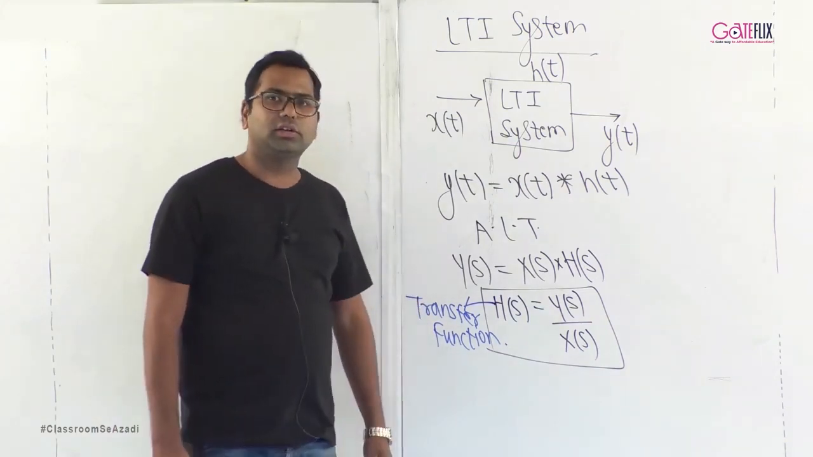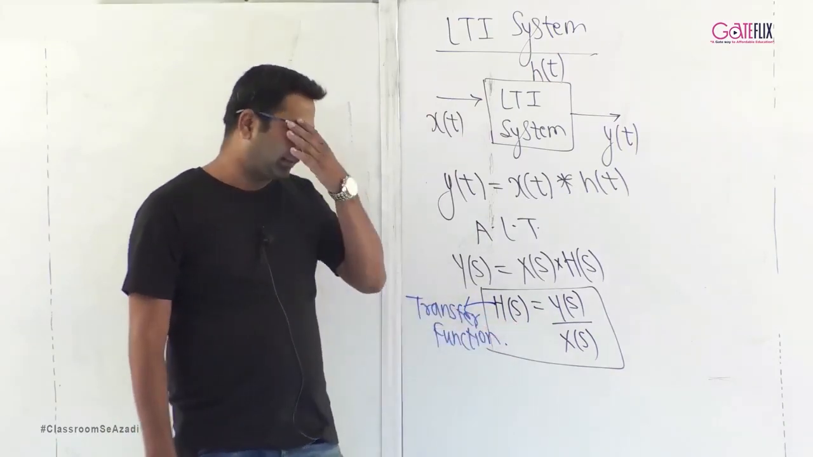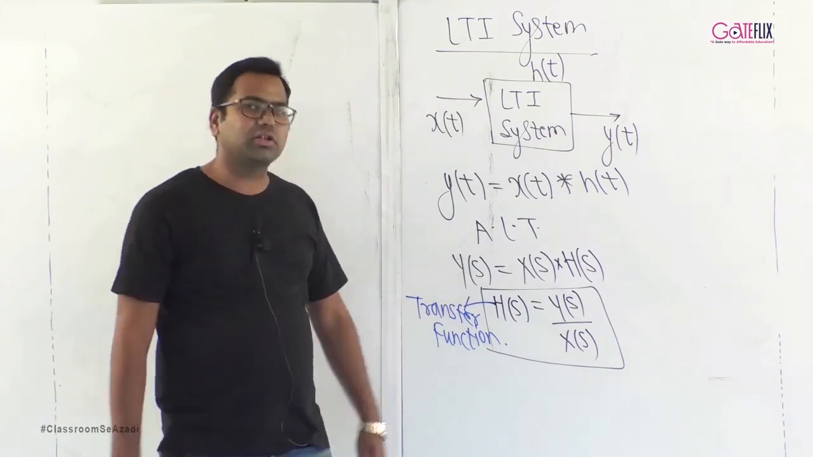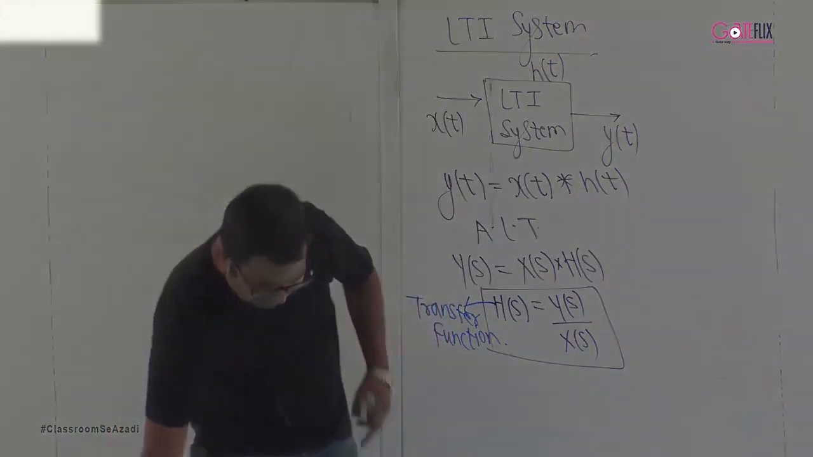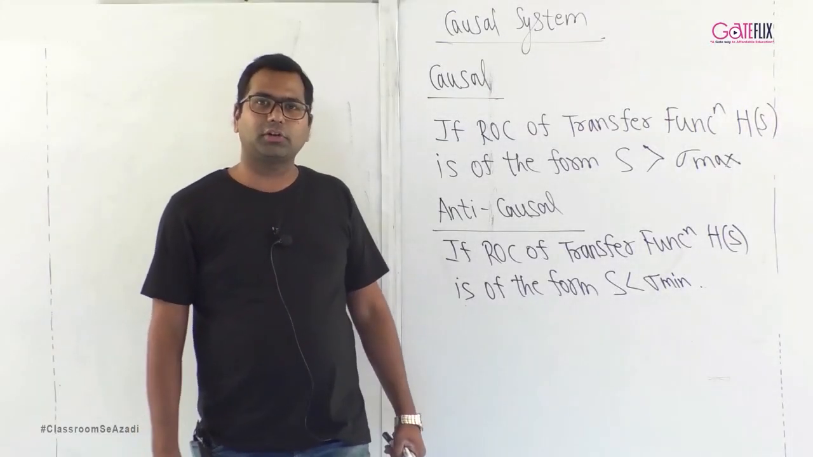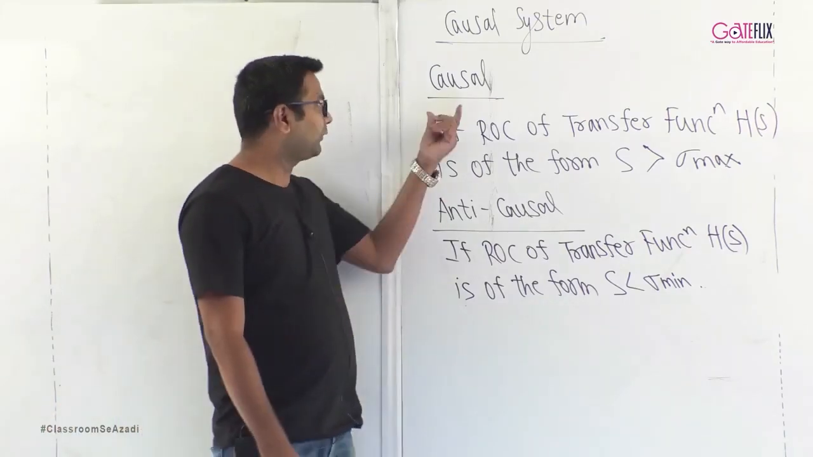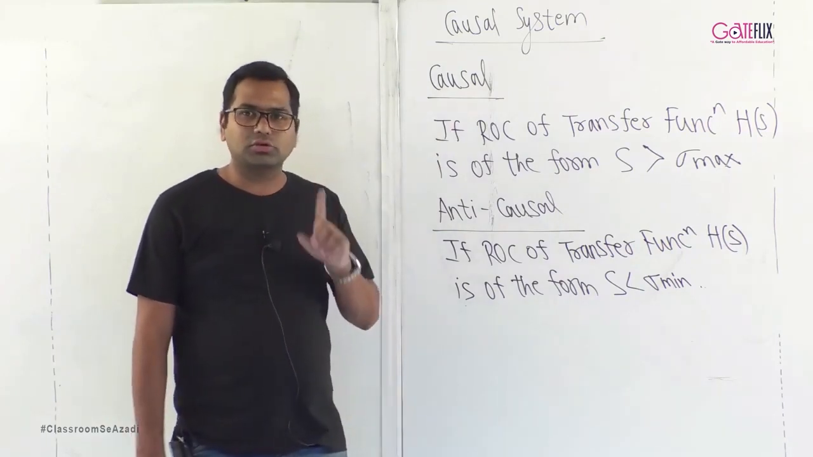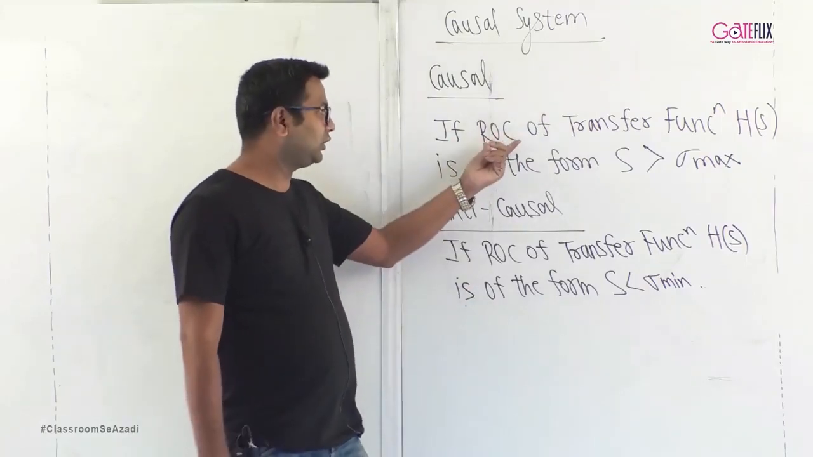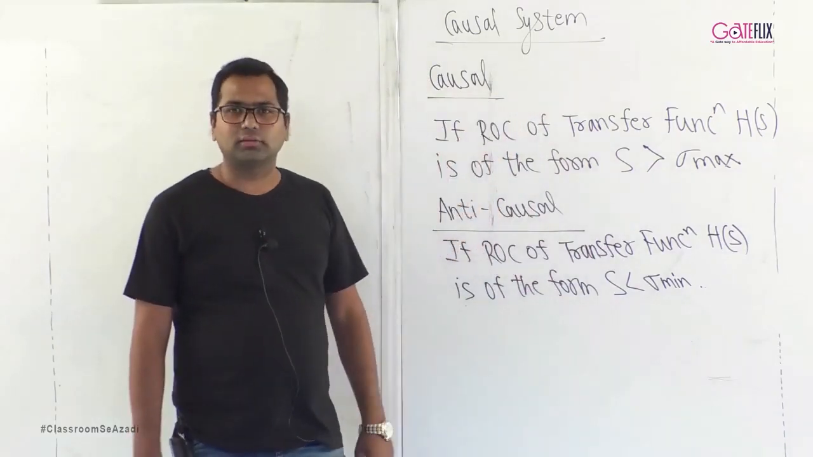Now we will look at the definition of a causal system from the point of view of the transfer function capital H of s. We will also look at the stability of the system from the point of view of the transfer function capital H of s. How do we define a causal system from the point of view of the transfer function? To define a causal system, we have to look at the ROC, that is the region of convergence of the transfer function. If the ROC of the transfer function contains a greater than sign, I will say the system is causal.